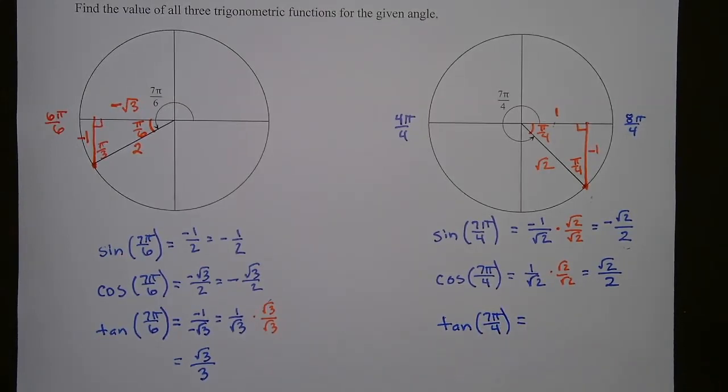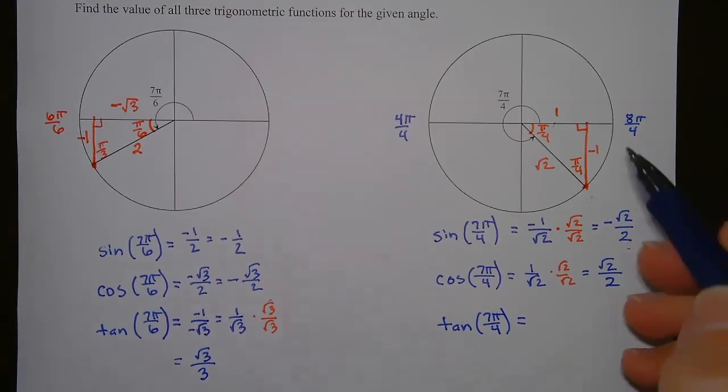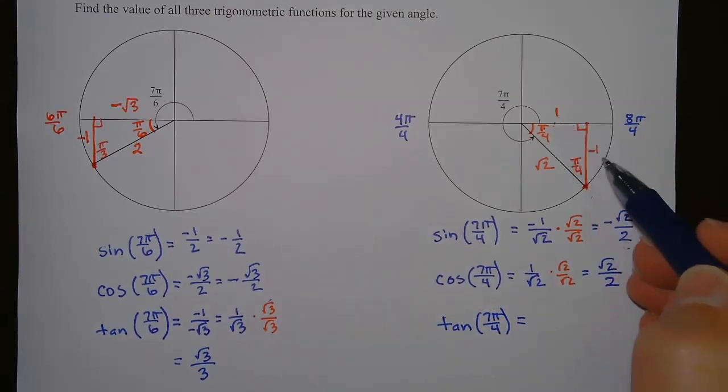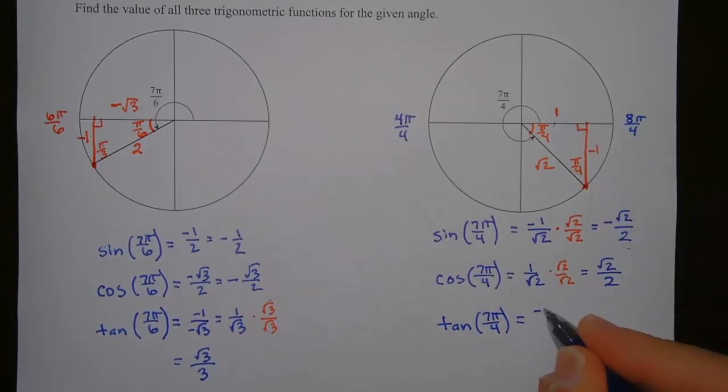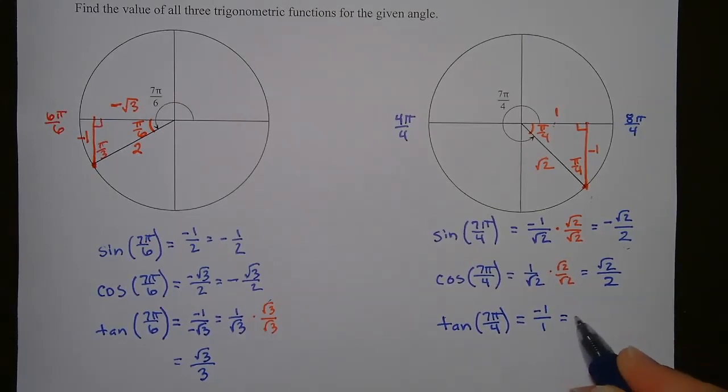And then finally, tan of 7 pi over 4. That would be your y over your x, or your opposite over your adjacent. So that'd be -1 over 1. And -1 over 1 is -1. Okay? This would not be the best answer. This is the best answer, okay? Because you can simplify it. All right, and let's turn the page and we'll continue to do some more problems with example number 2, okay?